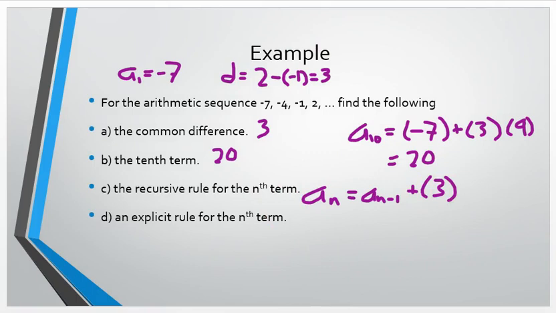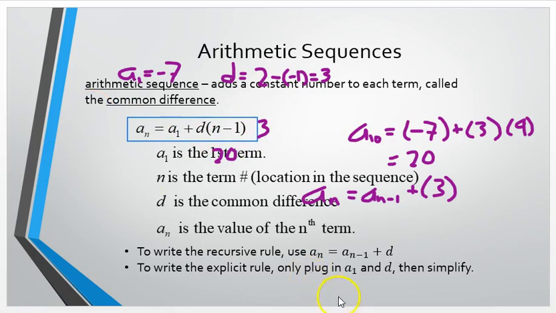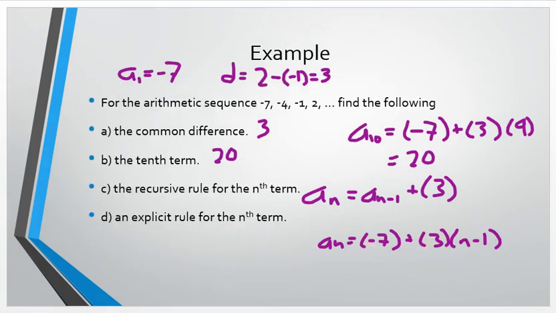For the explicit rule, we come back to what I have listed up here in the blue box. And I tell you to only plug in two numbers, the a sub 1 value and the d value. And those are the numbers that I found at the beginning of this example. So I'm just going to be plugging in that a sub n equals, now I'm going to plug in that the first term in this sequence was -7, plus, and then we also want to plug in that d is equal to 3, multiplied by n minus 1. So that is one way of writing the explicit rule.